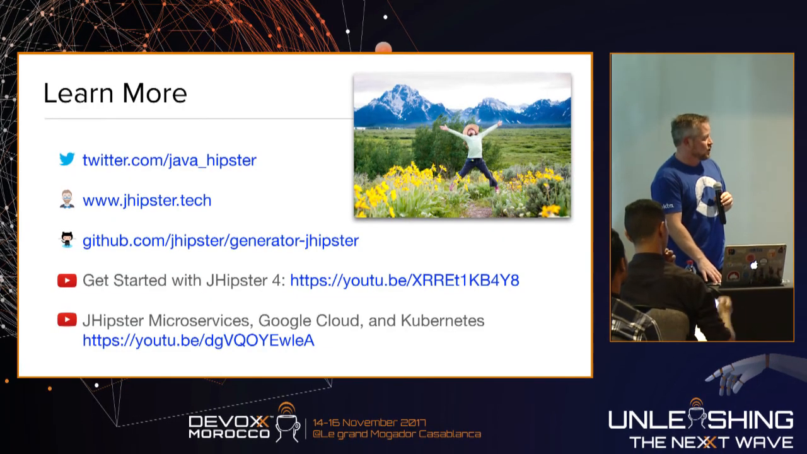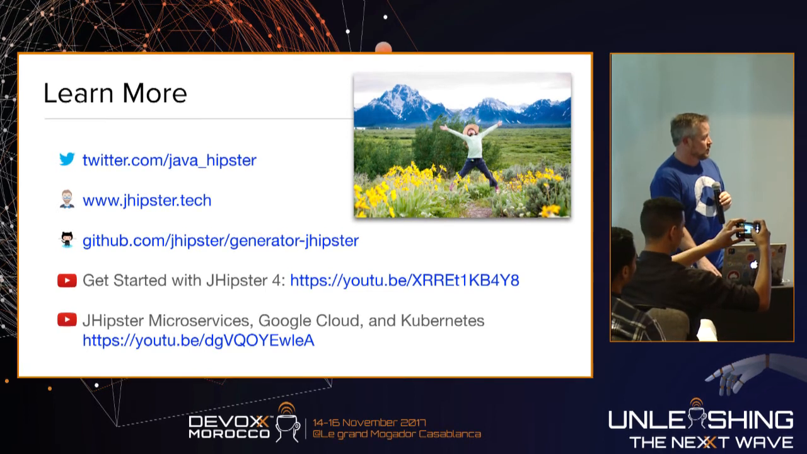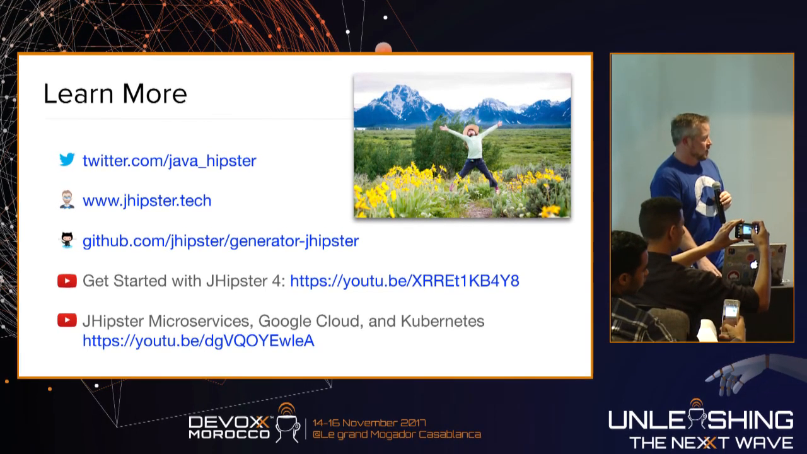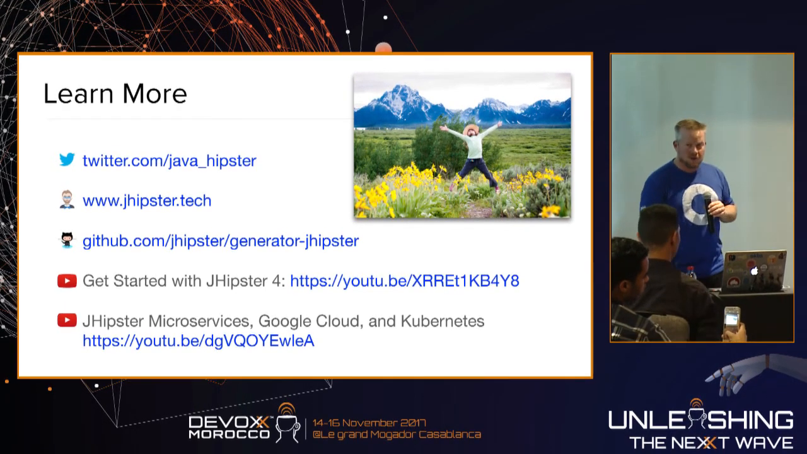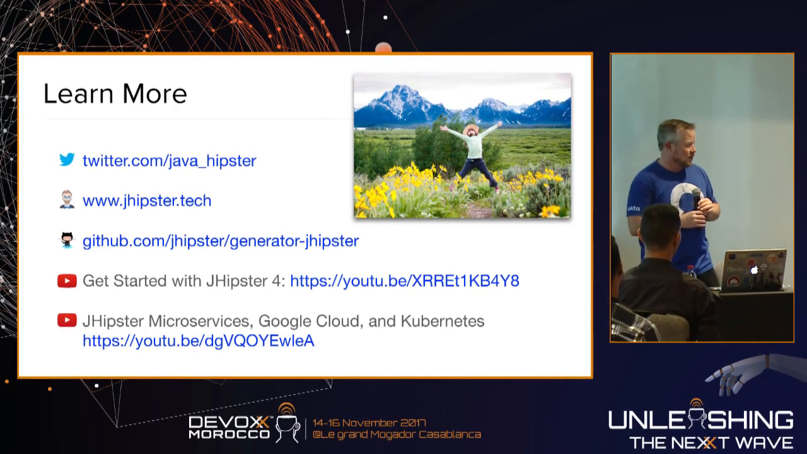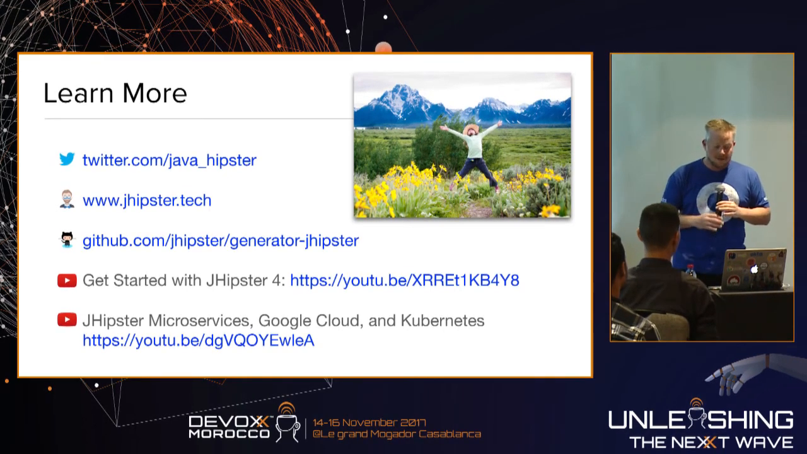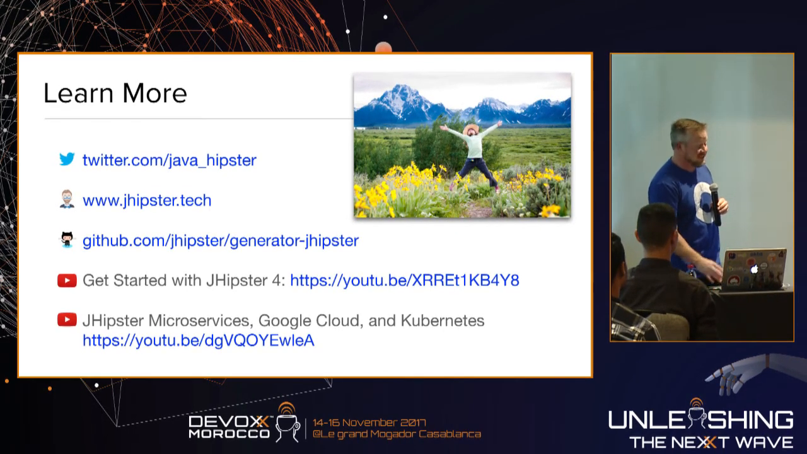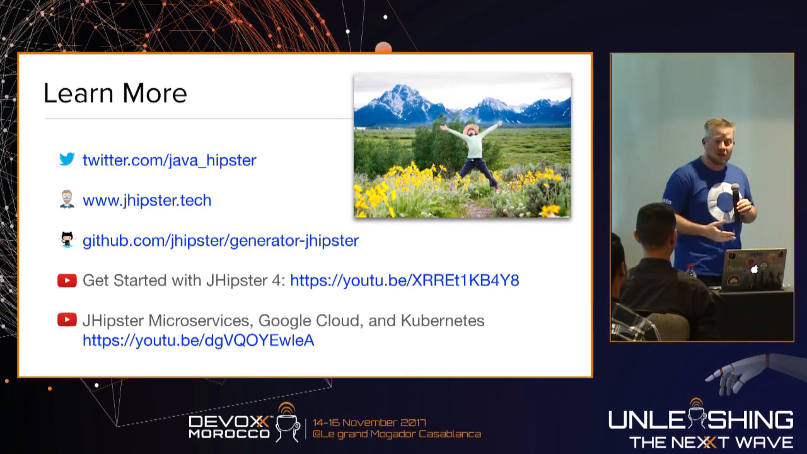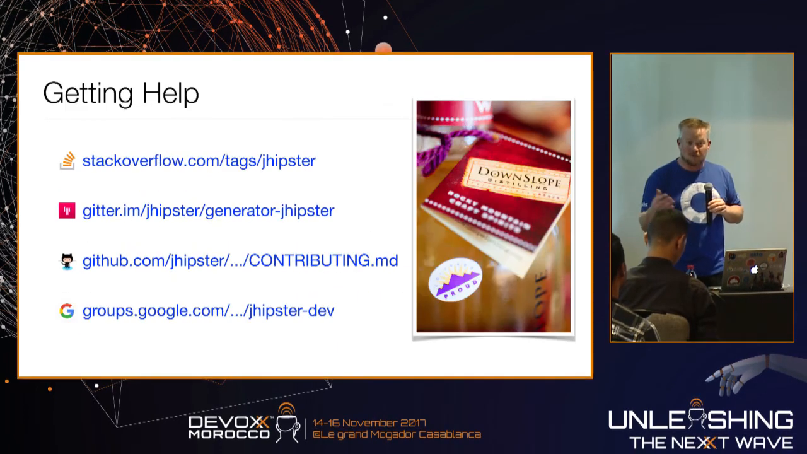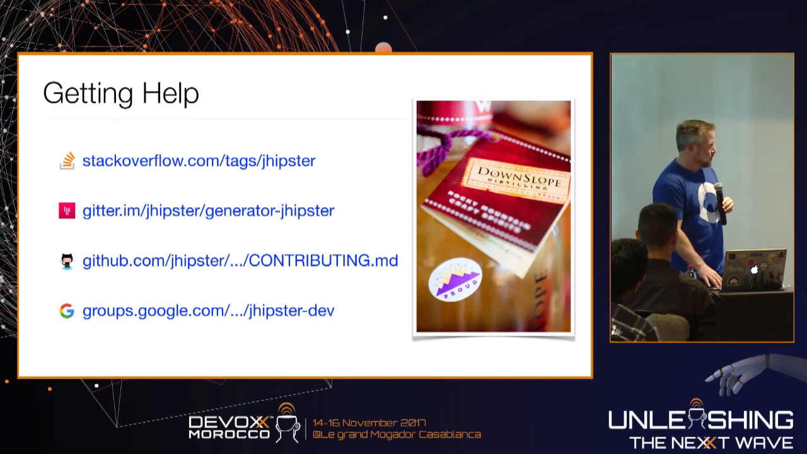There's a bunch more resources on JHipster at jhipster.tech, as well as a couple of YouTube videos I have out there on how to get started with it, and then how to do microservices with JHipster and deploy it to Google Cloud with Kubernetes. So that was kind of fun, and it does take a while. So watching a video that does it in 15 minutes is nicer than watching me do it for 45 minutes.